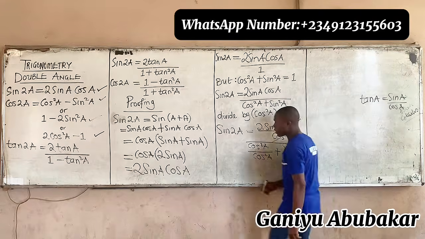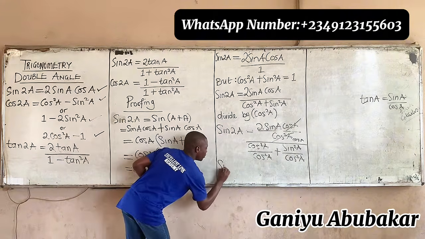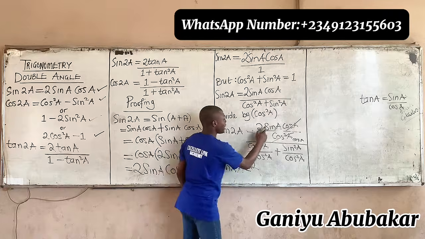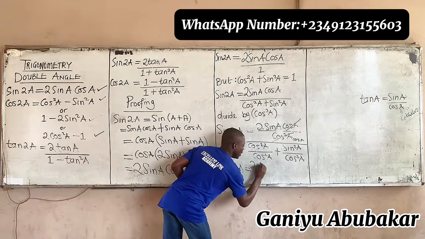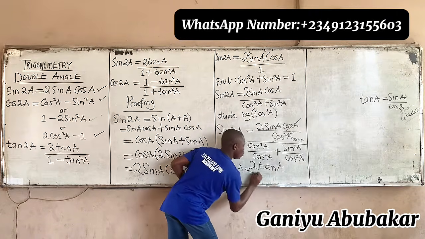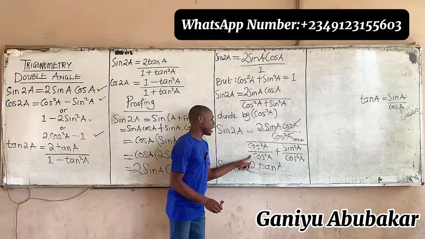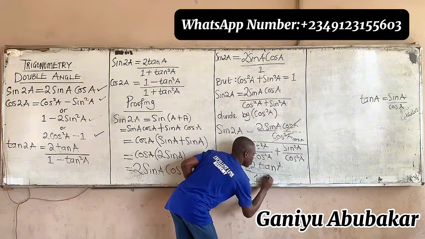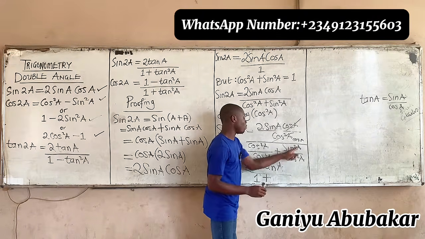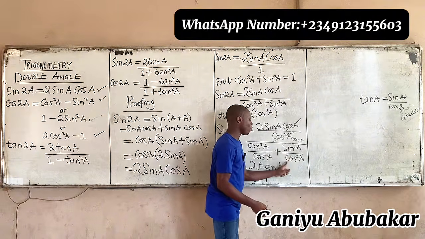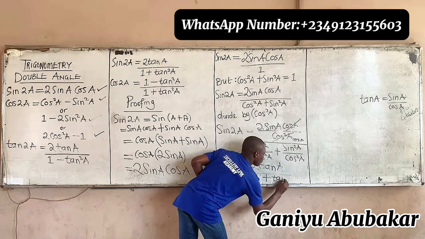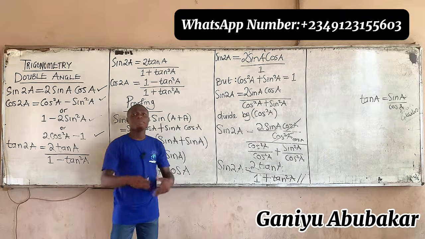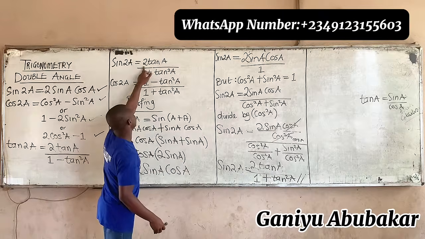So observe that at this point, sine 2A can be expressed as 2, next up, sine A over cos A, that's a tan A, all over, if cos squared A cancels out cos squared A, that's just 1. That becomes 1. Next up, plus, sine squared A over cos squared A is tan squared A. This becomes the proof of how sine 2A can be expressed in terms of tan.